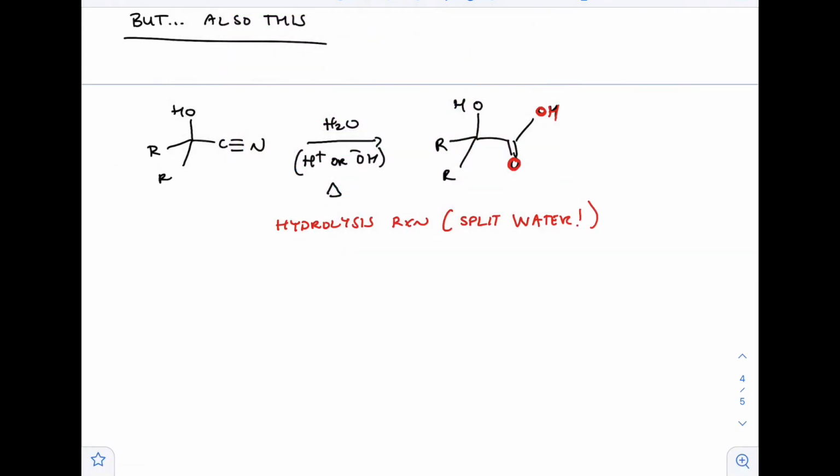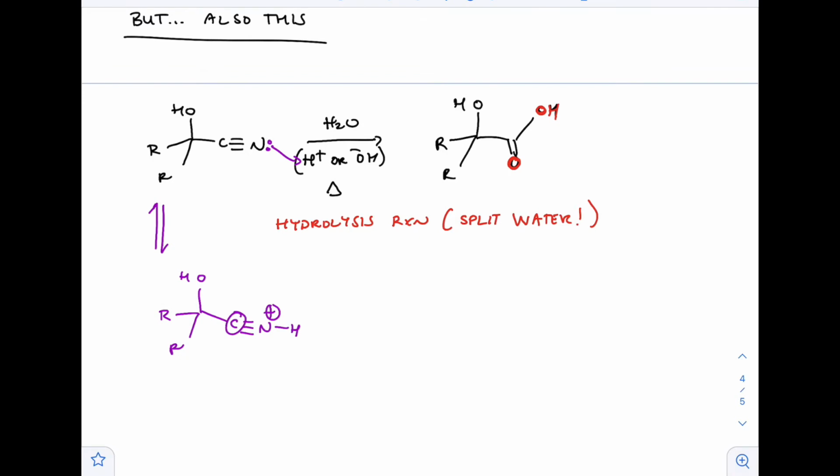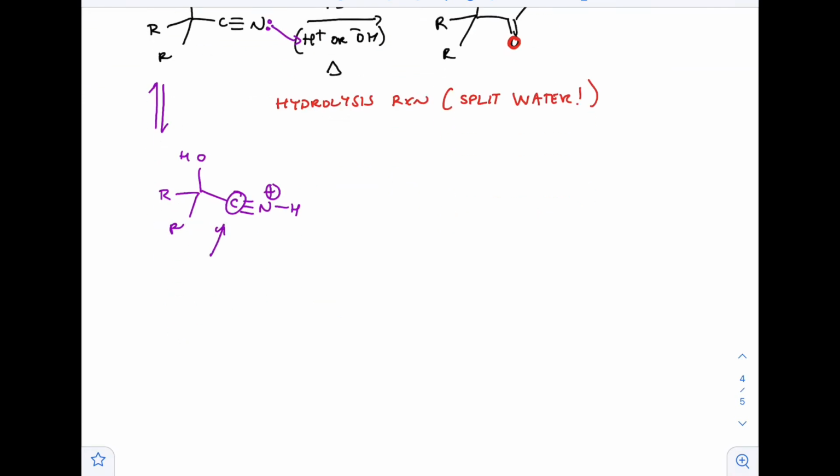And so let's take a look at the mechanism. Nitrogen, being the more basic site, would get protonated by that acid, right? That H plus that's thrown in there. And so what you end up getting is this intermediate right here with a positive charge on the nitrogen. And since it's an acid-base reaction, it's going to be in equilibrium, right? It's always going to be the case with acid-base.